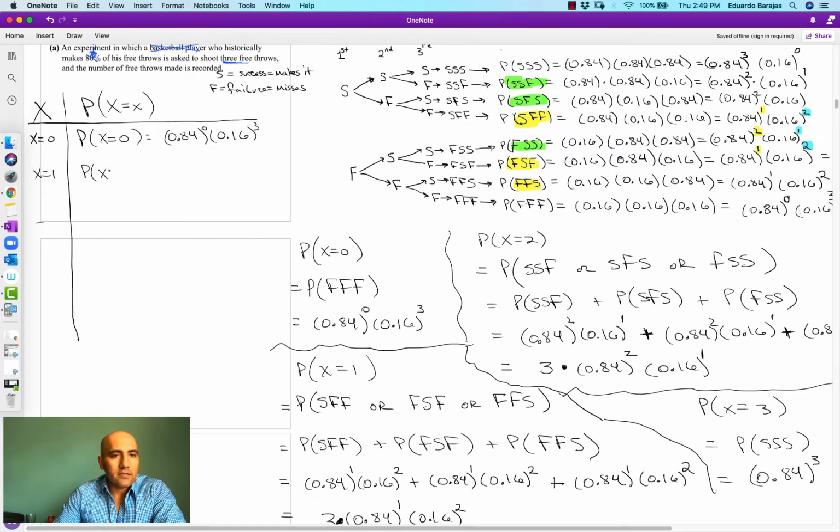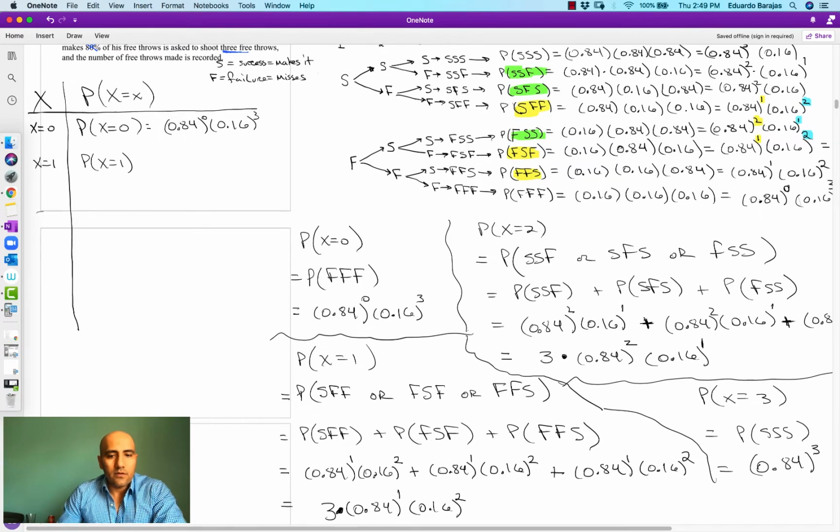Probability that x equals 1. Well, that's this guy down here. We can see that this is going to end up being our result. It's going to be 3 times 0.84 to the power of 1 times 0.16 to the power of 2. Right? Some nice patterns are starting to show up.